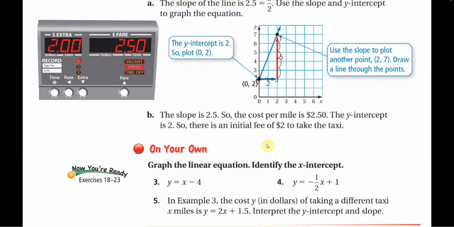For the last on your own example, they want to change things up a little bit. They said in example 3, the cost y in dollars of taking a different taxi x miles is y equals 2x plus 1.5. All they want you to do is to interpret the y-intercept and the slope. So use the example above to interpret how much it costs you per mile and how much it costs you when you have gone 0 miles. The second you get in that taxi, you already owe them that much money.